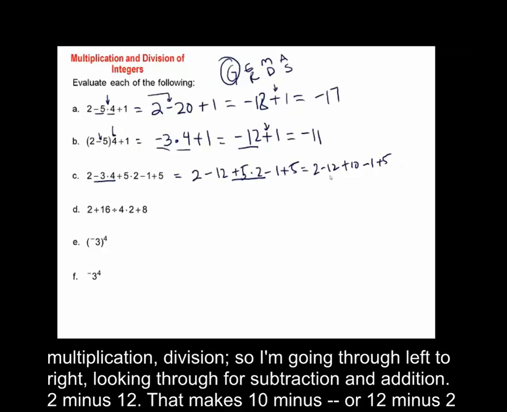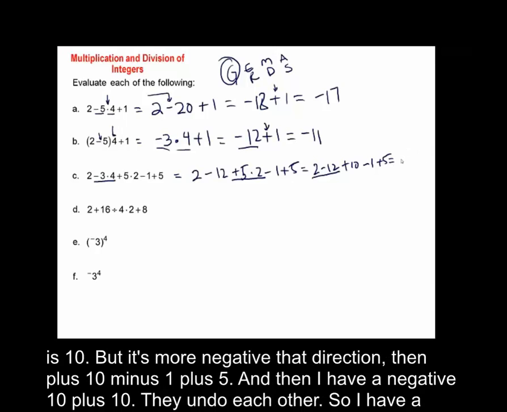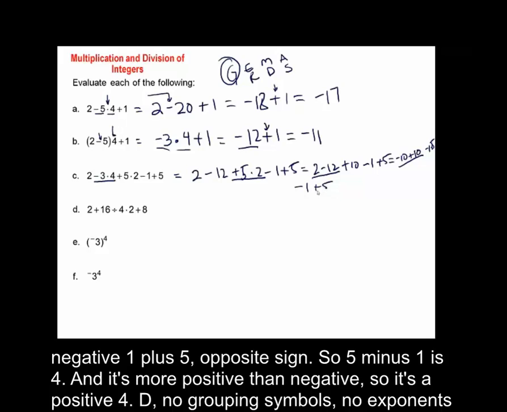I have no more multiplication or division, so I'm going through left to right looking for subtraction and addition. 2 minus 12, that makes, 12 minus 2 is 10, but it's more negative in that direction. Then plus 10 minus 1 plus 5. And then I have a negative 10 plus 10. They undo each other. And so I have a negative 1 plus 5. Opposite signs, so 5 minus 1 is 4, and it's more positive than negative, so it's a positive 4.